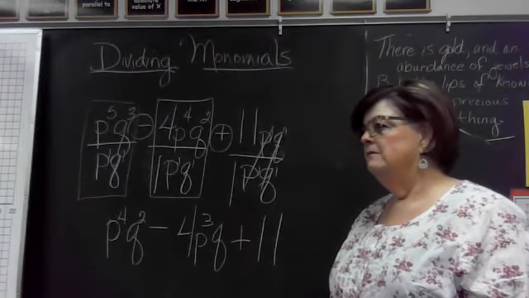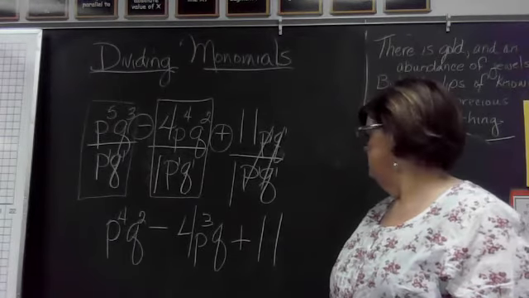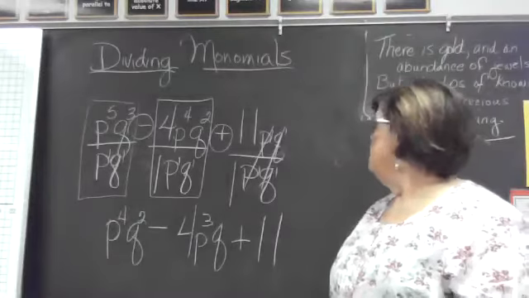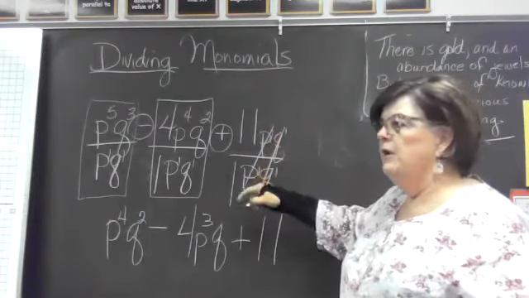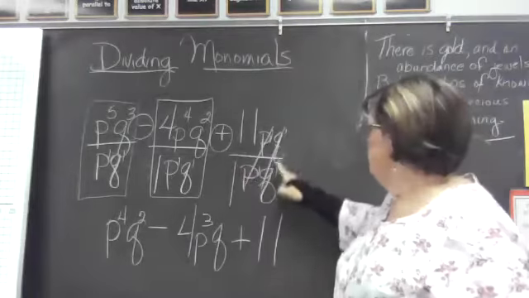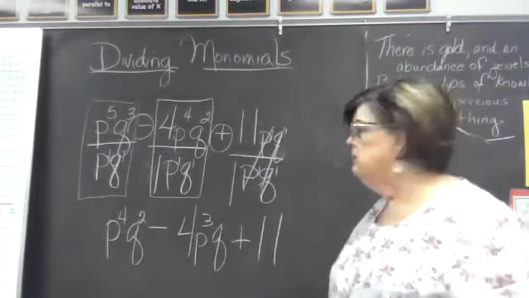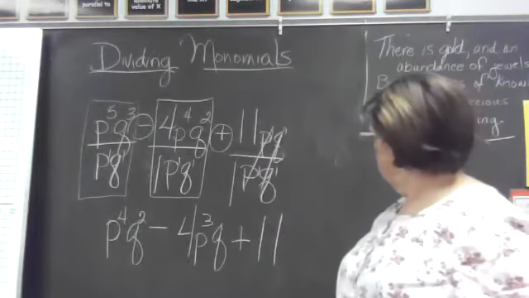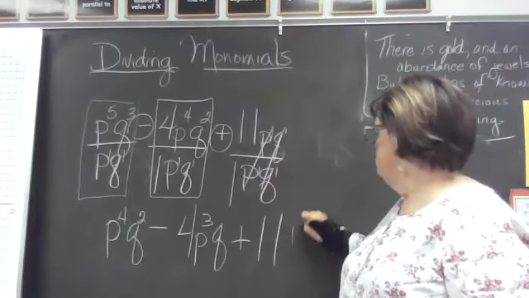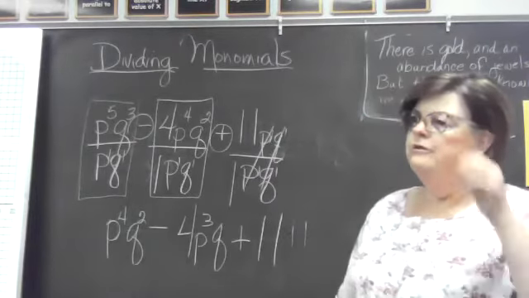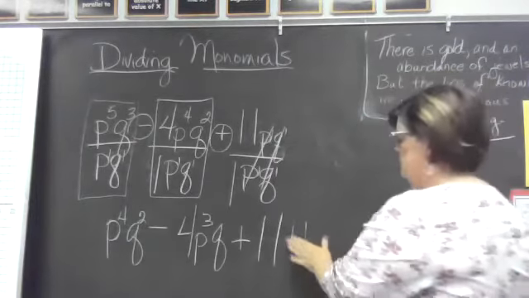You don't have to put the P to the 0 behind the 11. No, because 1 minus 1 is 0, so I have 0 P's. 1 minus 1, I don't have any Q's either. And I could put times 1, but all of our 1s are invisible anyway.